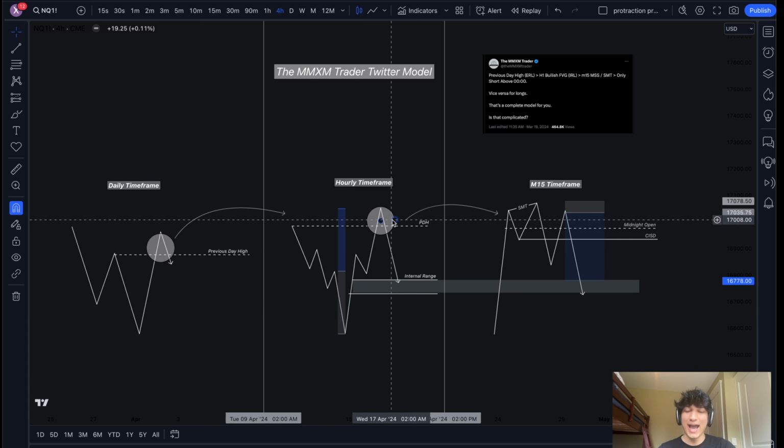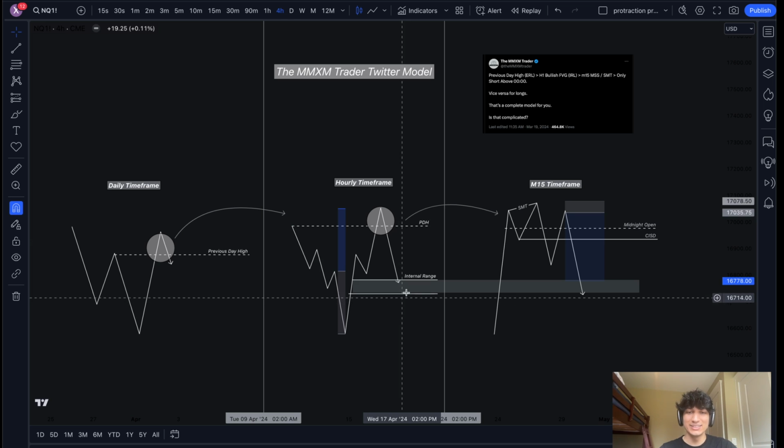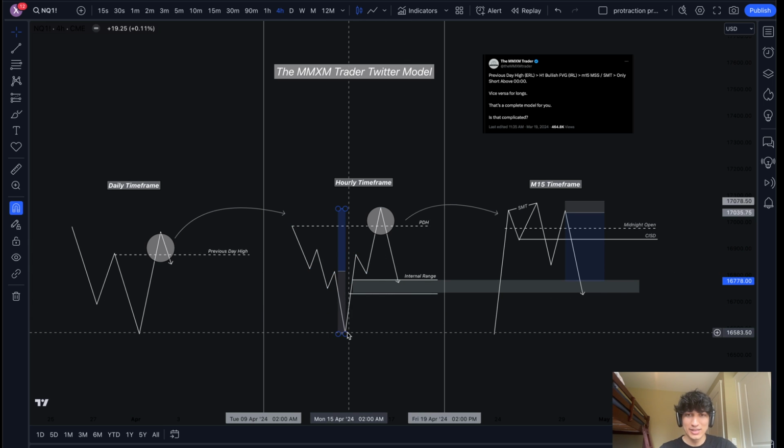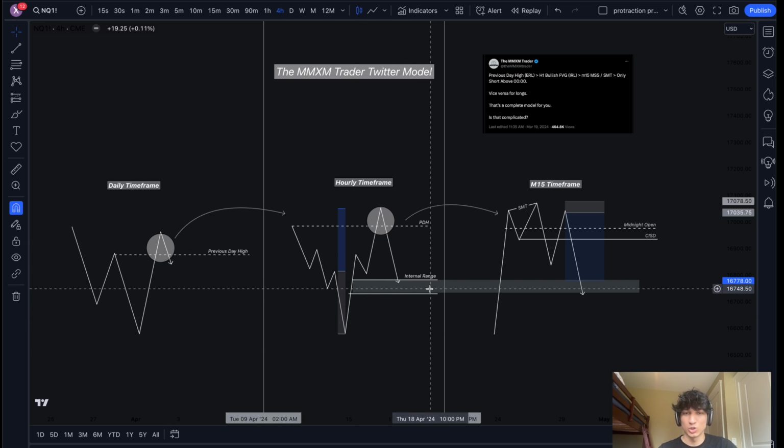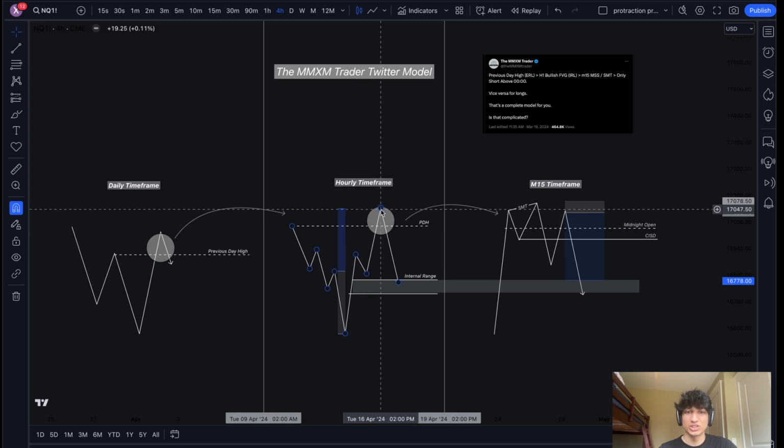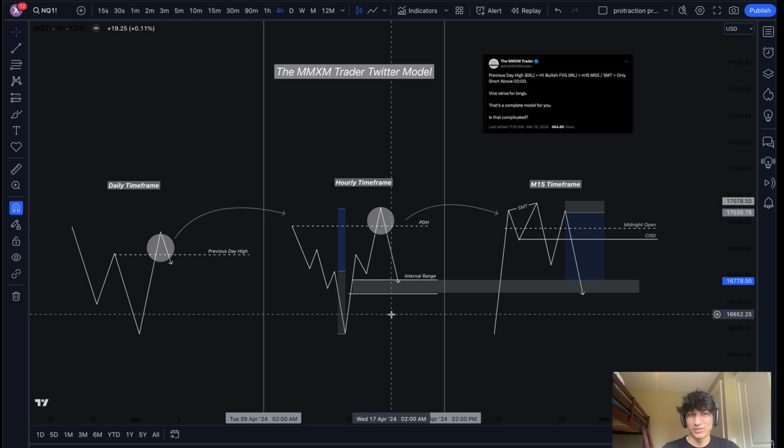We then look on the hourly time frame for an internal retracement back into a discounted or premium PD array or internal range fair value gap. So if we are bearish and we've taken previous day high, we want to look for price to return back in to a discounted internal range bullish FVG, vice versa for longs.